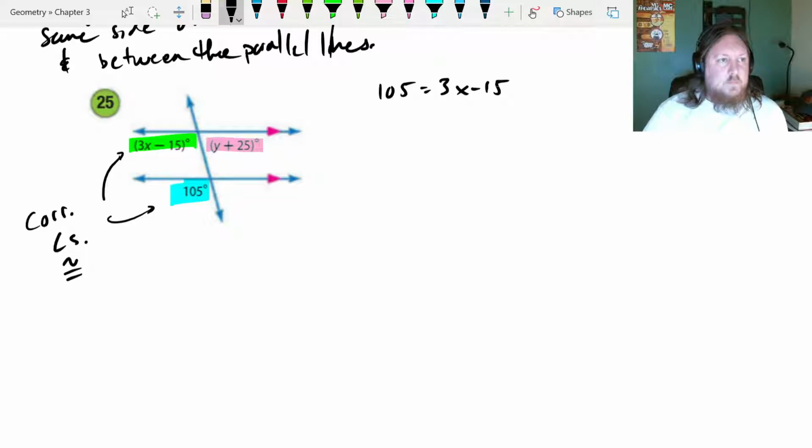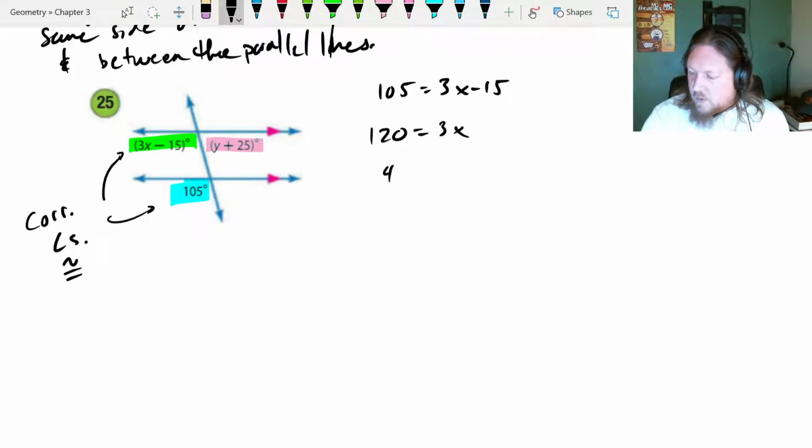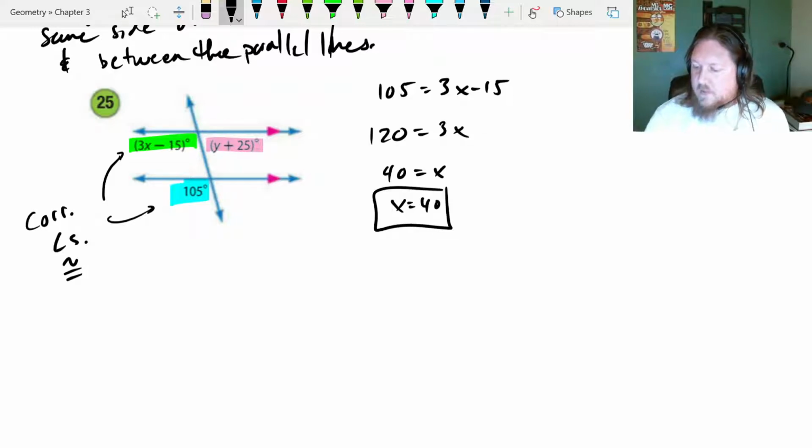are equal. Add 15 to both sides. 120 equals 3x. Divide both sides by 3. 40 equals x. Then use the symmetric property. All right, so that's my x.